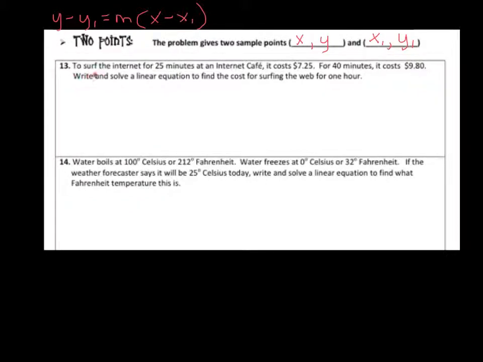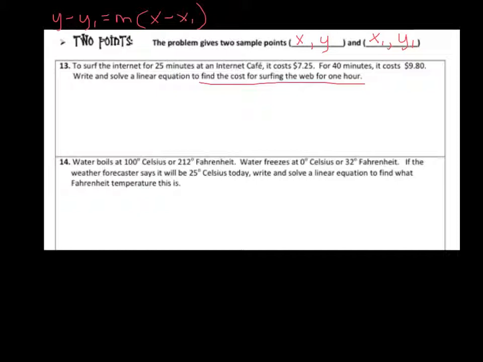So it says to surf the internet for 25 minutes at an internet cafe, it costs $7.25. For 40 minutes, it costs $9.80. Write and solve a linear equation to find the cost for surfing the web for 1 hour. Okay, so our actual question here is we want to figure out how much it's going to cost for an hour. But before we can do that, we have to write an equation.